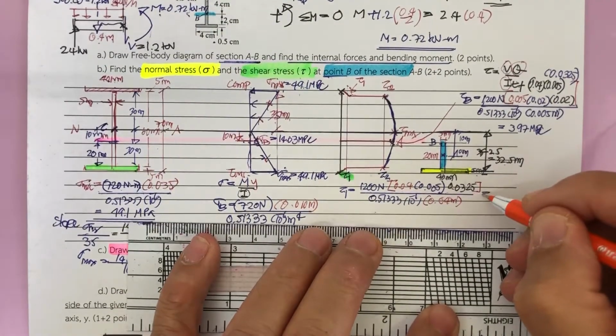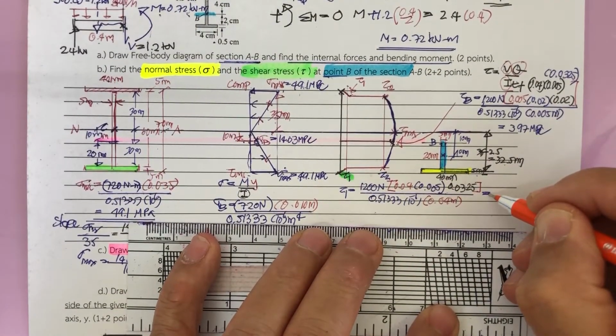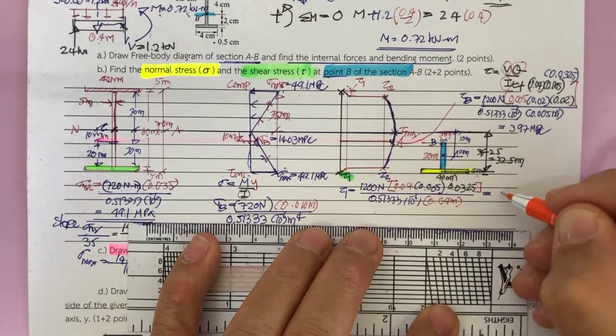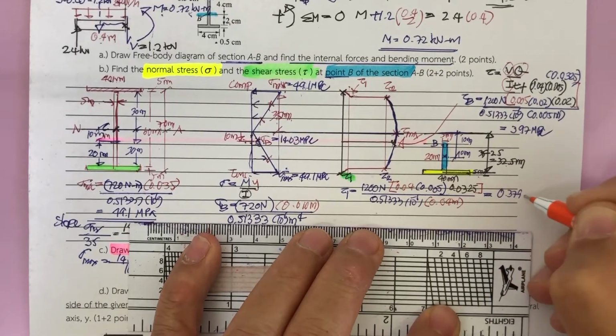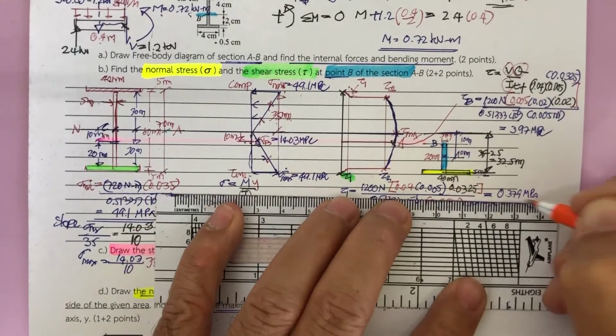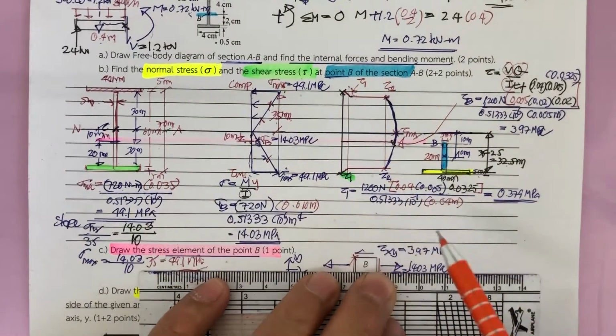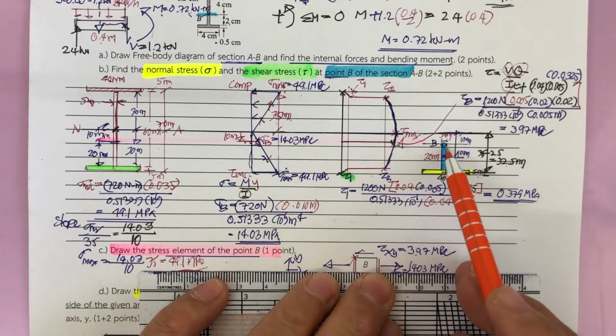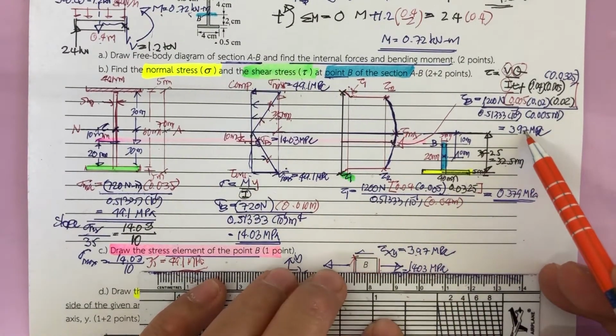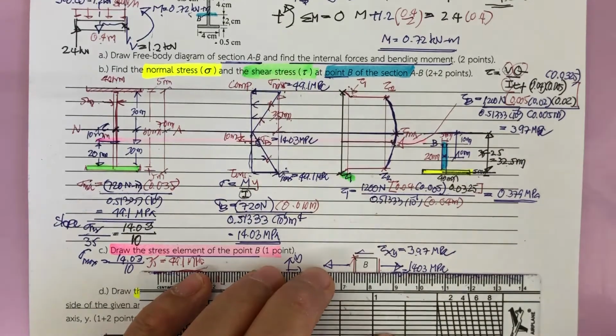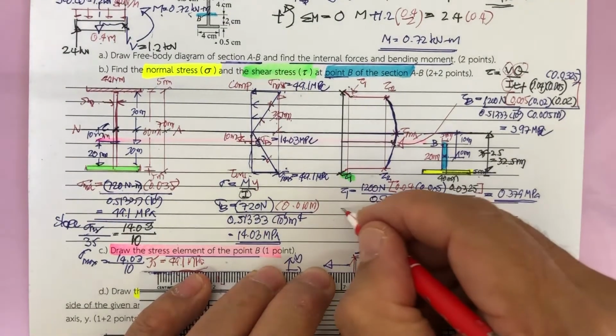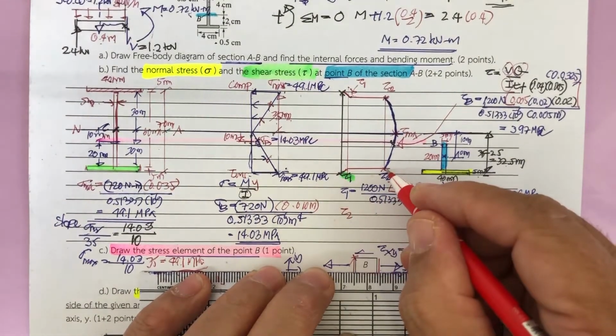And then you have this one for what? For tau 1, 0.379 megapascal. See, this is a lot smaller than this one at tau sub b of 3.97. Anyway, the next one, you got to determine tau sub 2.